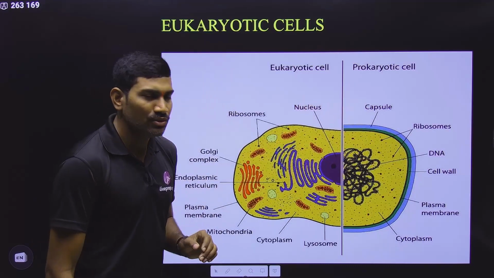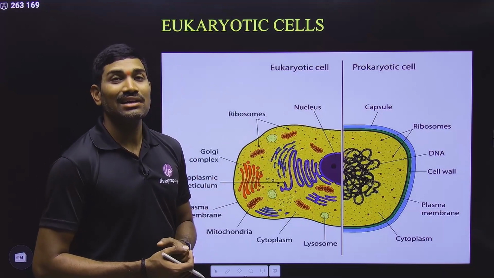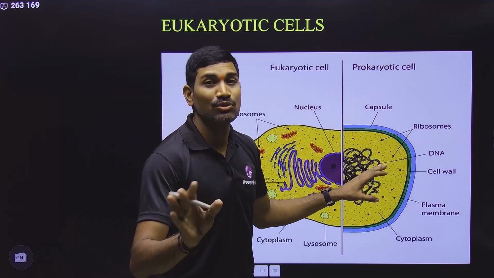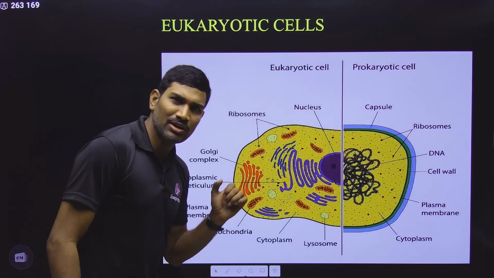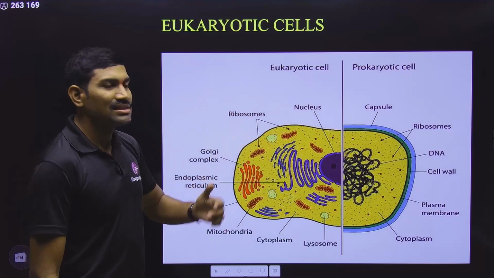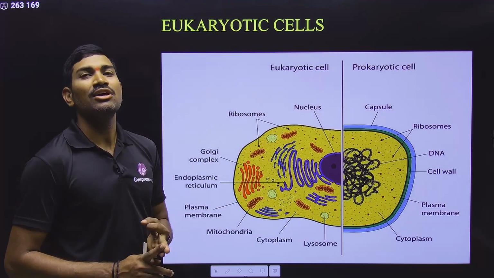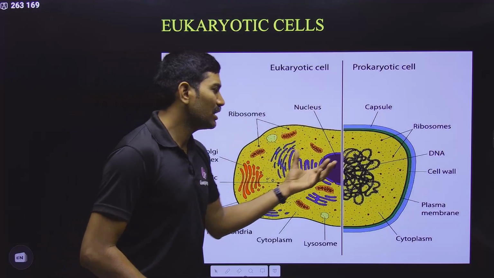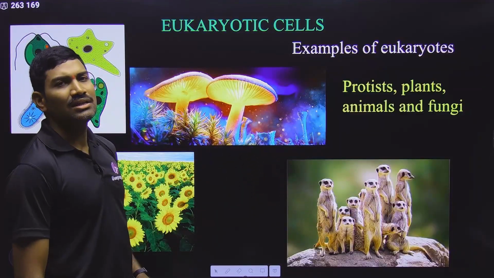But in eukaryotes, there are so many types of cell organelles present. In prokaryotes, the only cell organelles are ribosomes, and they are non-membrane bound structures. Ribosomes are present in eukaryotic cells also, but along with that, many other types of organelles are present. Some are single membrane bound, some are double membrane bound, and some are non-membrane bound organelles. In this way, huge differences are present between eukaryotic and prokaryotic cells. Clear? Now let us quickly go with eukaryotic cells.